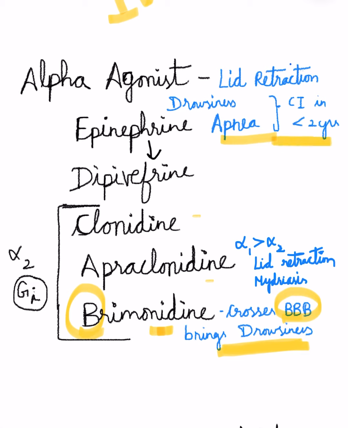Whereas apraclonidine has more alpha 1 agonistic action than alpha 2, which leads to lid retraction and mydriasis, which is seen with apraclonidine. And clonidine is preferably an alpha 2 agonist.